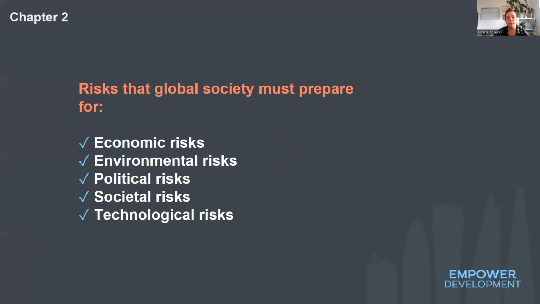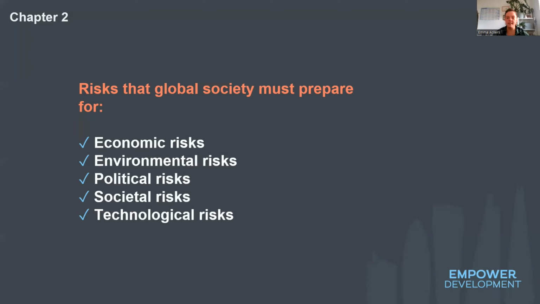So the risks that global society must prepare for is, first of all, economic risks. Economic risks relate to things like the price of energy. We're experiencing that at the moment. Also the financial crisis that we saw in 2007, 2008. It's important that things like this are invested in. Environmental risks. This is things like we've just mentioned about extreme weather events, failure to adapt to climate change, and man-made catastrophes like oil spills, for example.